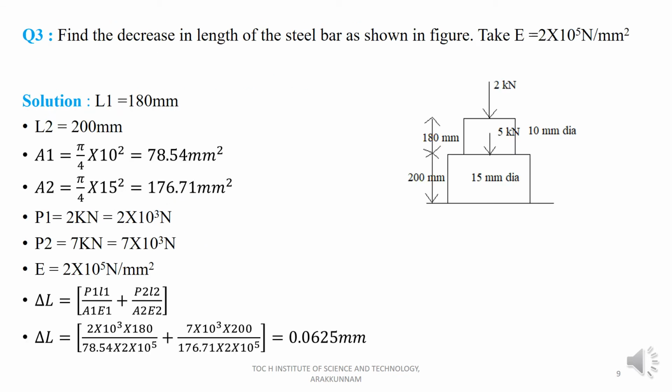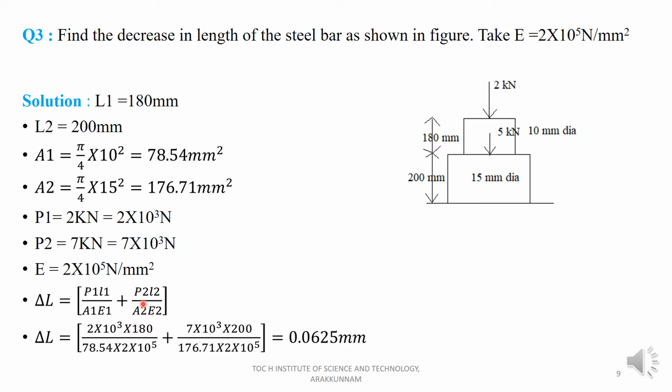Let's solve another problem. Find the decrease in length of the steel bar as shown in the figure. Here we have to find the decrease in length, since the load is compressive in nature. So we have to find the deformation delta L again. The equation for delta L: here you can see two sections, so the equation will consist of two sections.